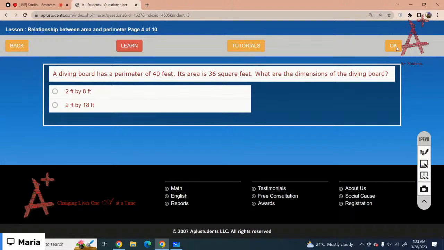That would be the second one. Got it? Because 2 times 18 makes 36. So that would be the second one, not the first one. 2 times 8 makes 16, but the area is 36.